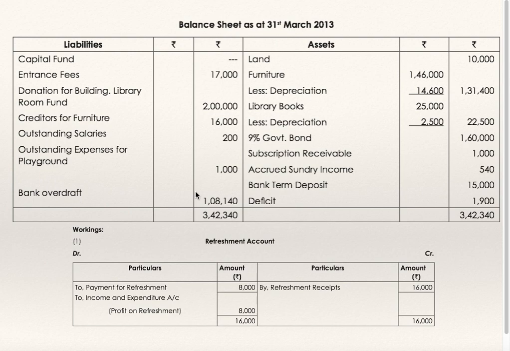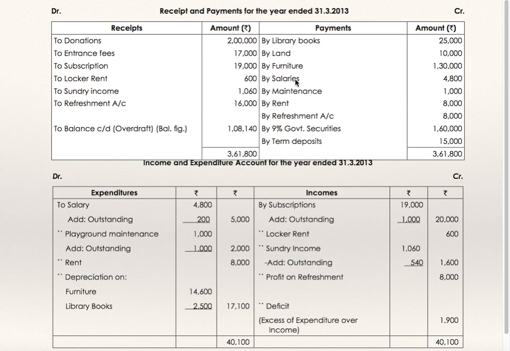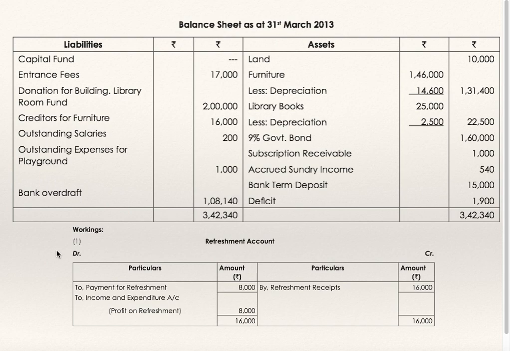What is this bank overdraft now? See, if you close the receipt payment account, the opening balance is nil, to balance brought down, because this is the very first year. Close the receipt payment account, payments are more than receipts. So this is the balancing figure, to balance carried down. This is the bank overdraft, which will be shown on the liabilities side. Then your balance sheet will get tallied.